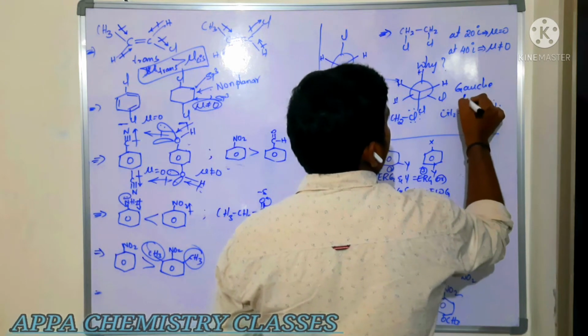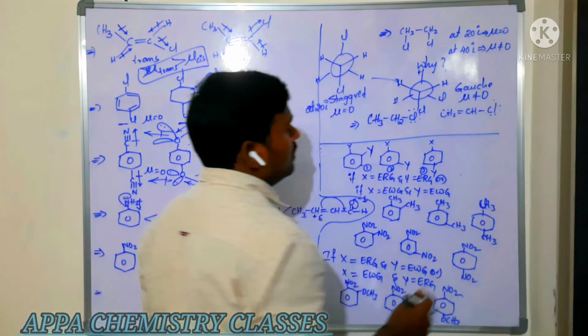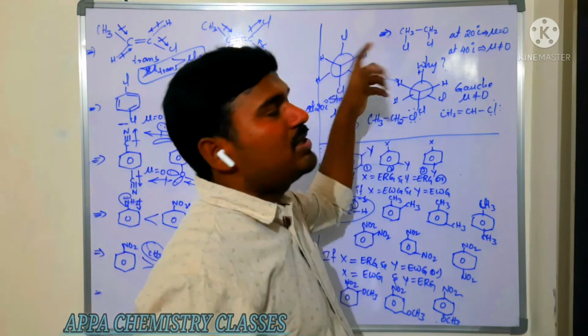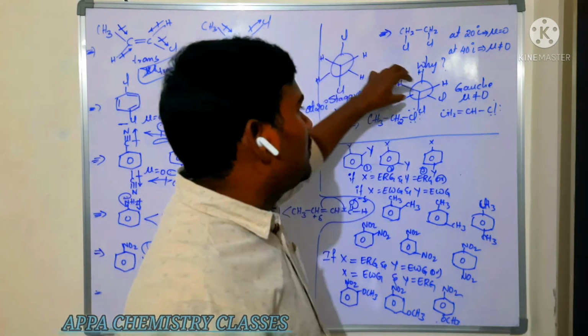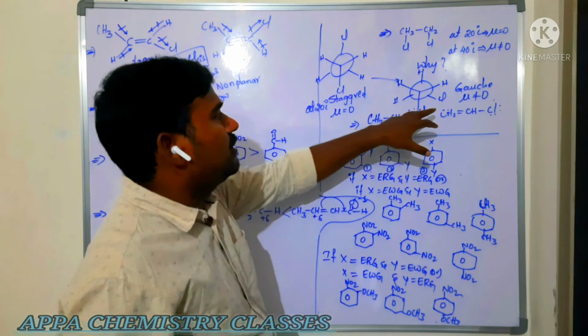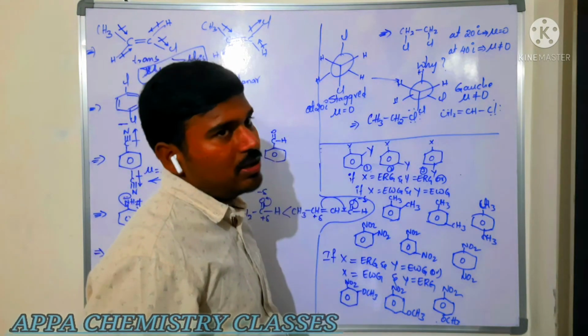So this gauche conformation has mu not equal to 0. Whenever we are increasing the temperature, the conformation is changed from staggered to gauche conformation. Whenever that gauche conformation is there, mu is not equal to 0.